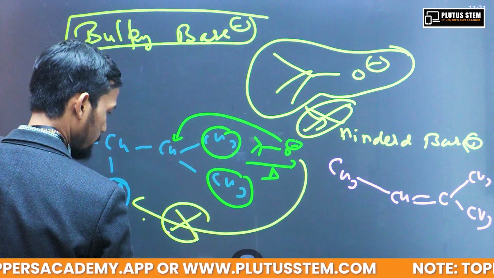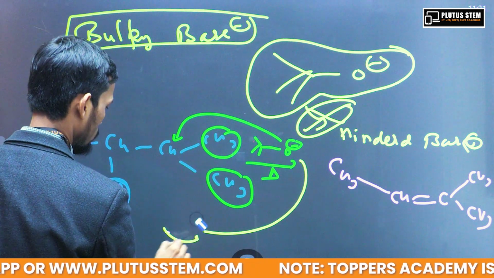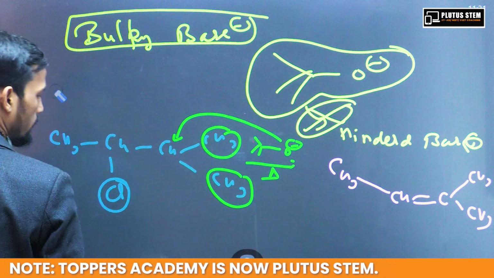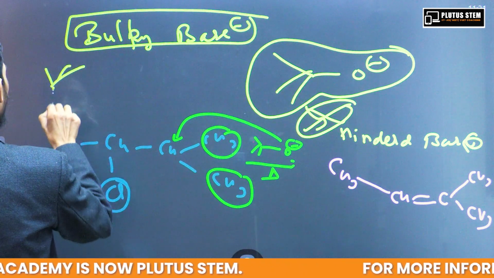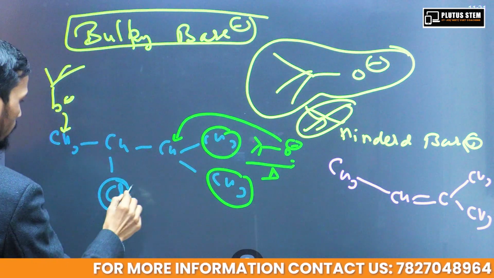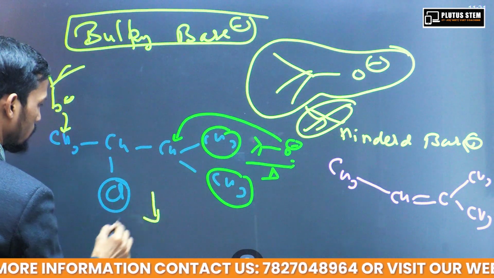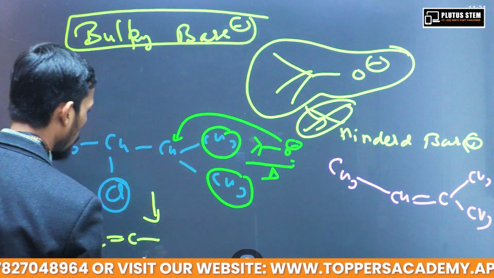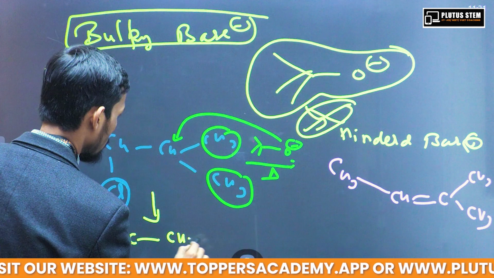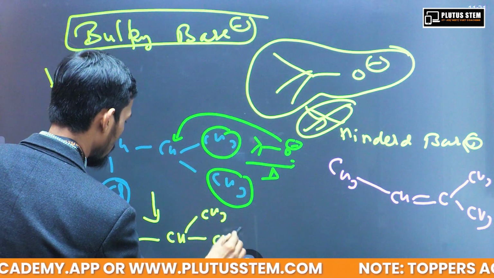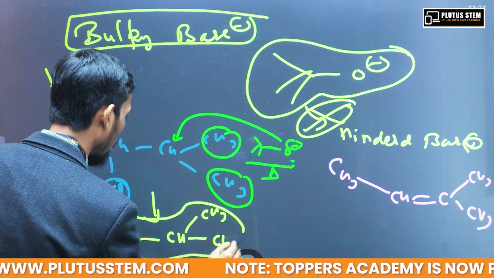And another way is, if this base is taking this proton, what will happen over here? We will get a product like this: CH2 double bond, CH single bond, CH, CH3 and CH3. So this one is a Hofmann product.